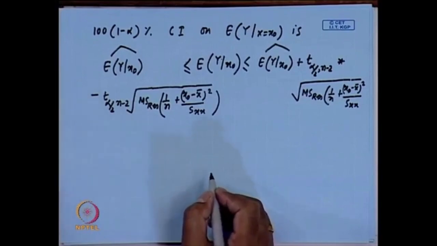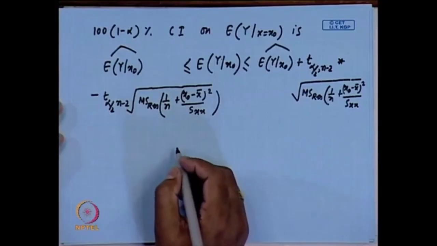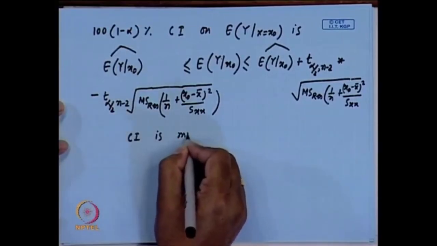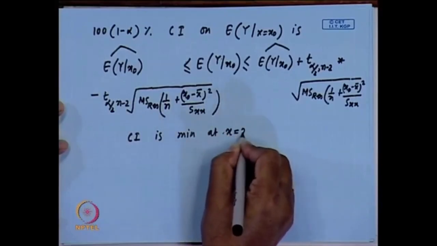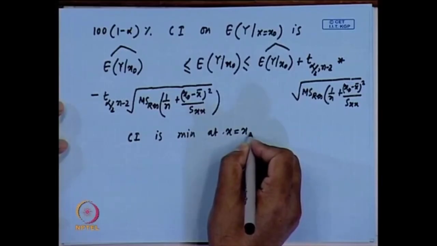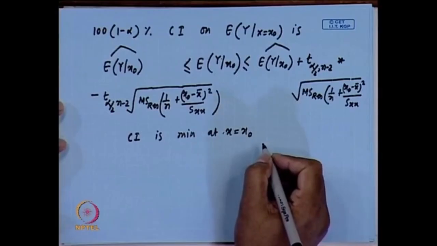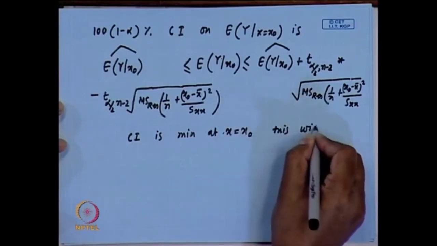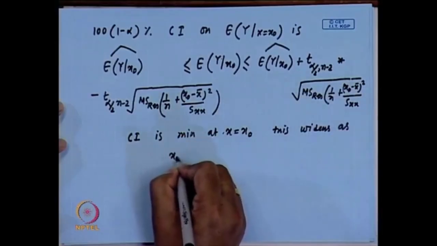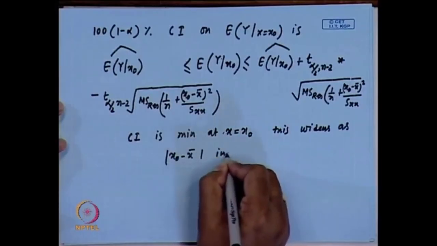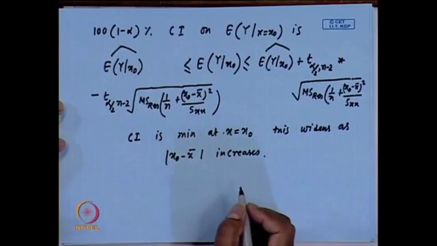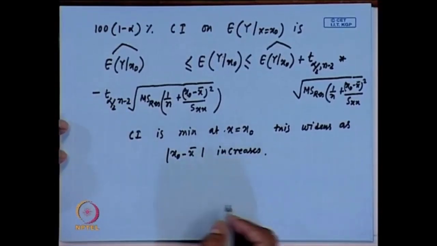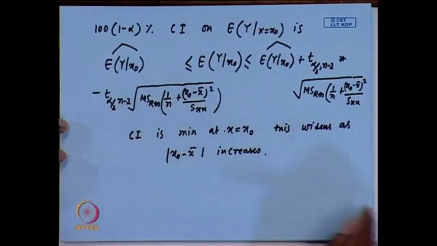Okay, so this is the confidence interval for this one, and this confidence interval is minimum at x equal to x naught, and this widens as the absolute value of x naught minus x bar increases. Well, I mean this looks a bit abstract. Let me give one example for this one. Again you consider the toy example, the Disney toy example.